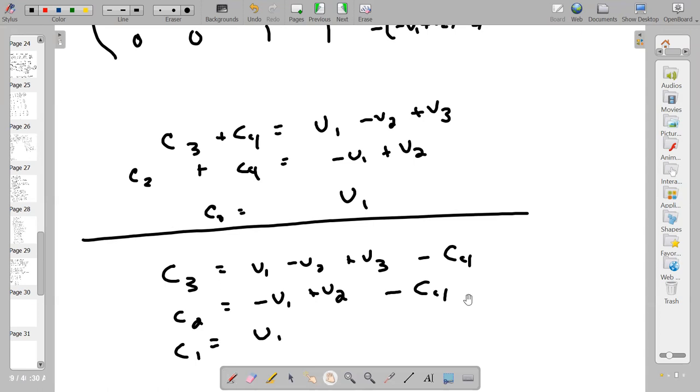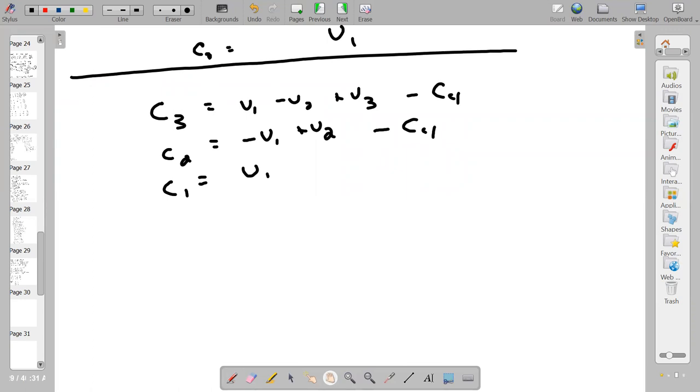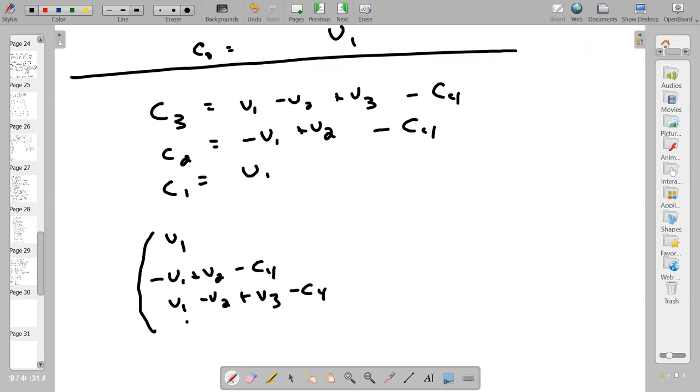And so if we're trying to write down, like we normally would, a vector which parameterizes the solutions, we would write C1, C2, C3, and C4 vertically. C1 would be V1. C2 would be minus V1 plus V2 minus C4. C3 would be V1 minus V2 plus V3 minus C4. And then the last one would just be C4. C4 varies freely. Sometimes you call it S.